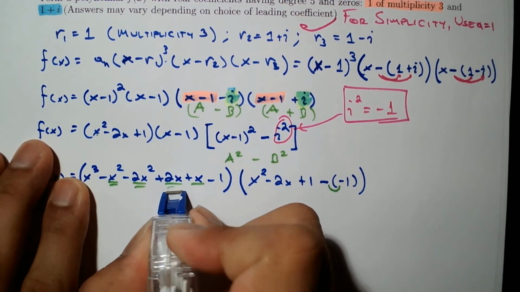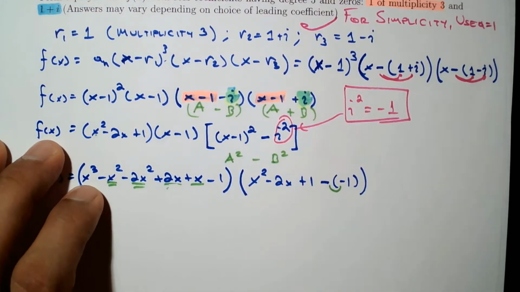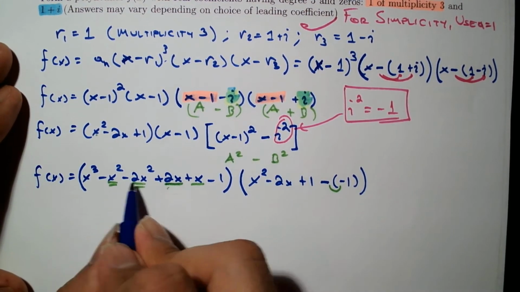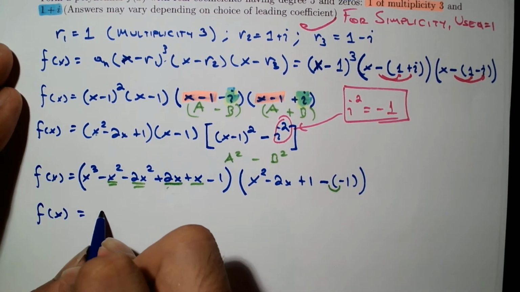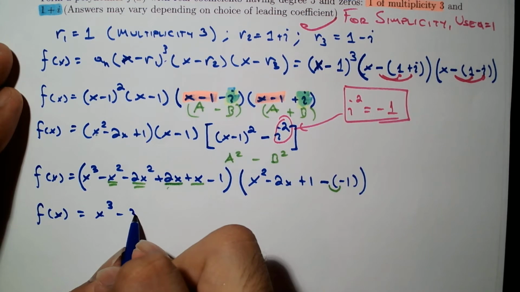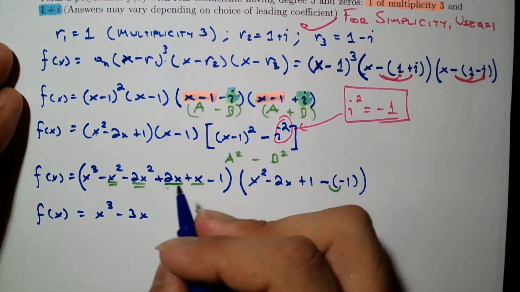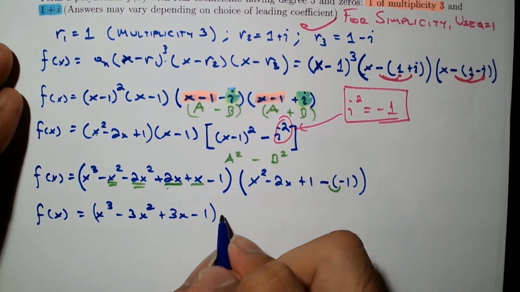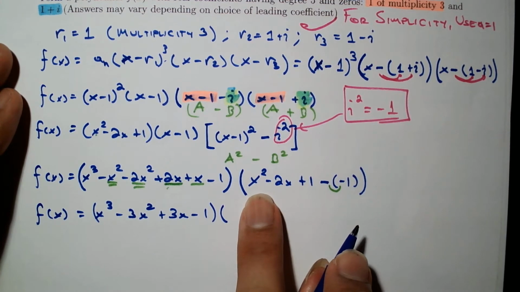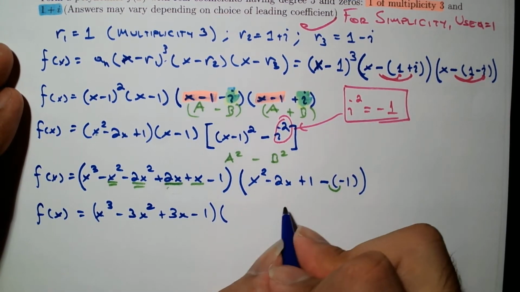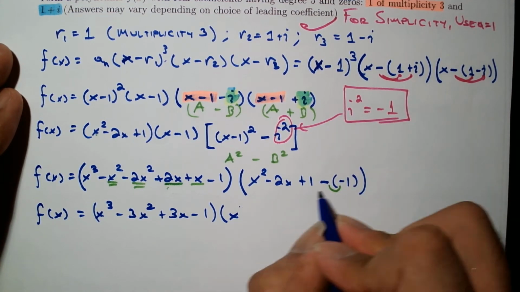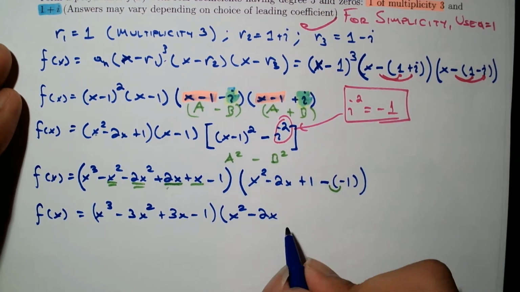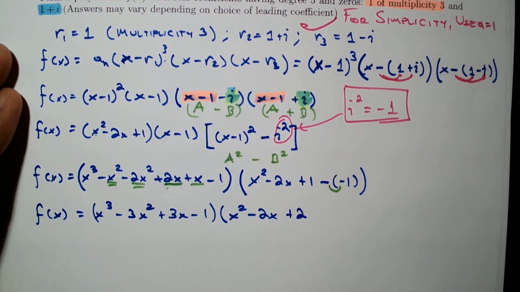All right. So let's see. I'm going to simplify this one. So that's going to be x cubed minus 3x squared plus 3x minus 1. And this one times x plus x minus 2x squared, I mean x squared minus 2x. And then that's 1. Negative times a negative is positive, it's plus 1. So 1 plus 1 is 2.